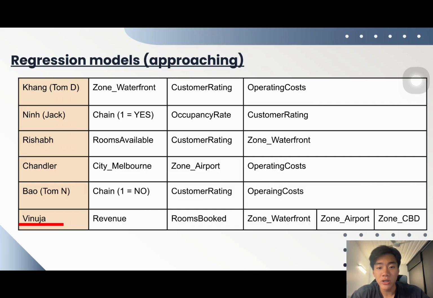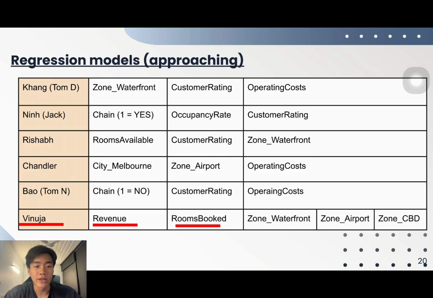And for Venusia, he chose revenue, room book, and because he wanted to specify which zones have the most different room price, so he split the tourist zone variable into three different predictors, which are shown here.